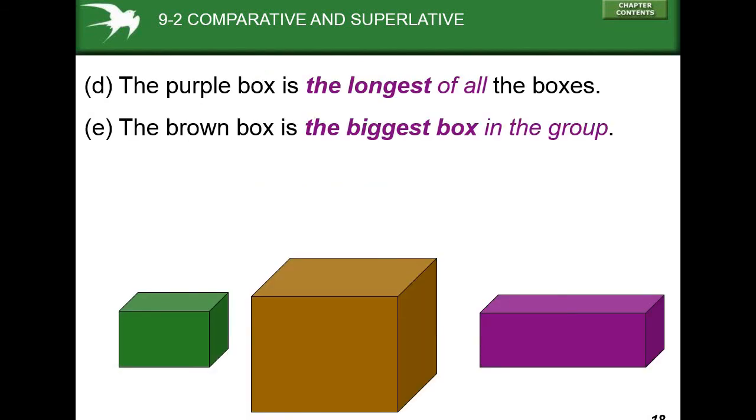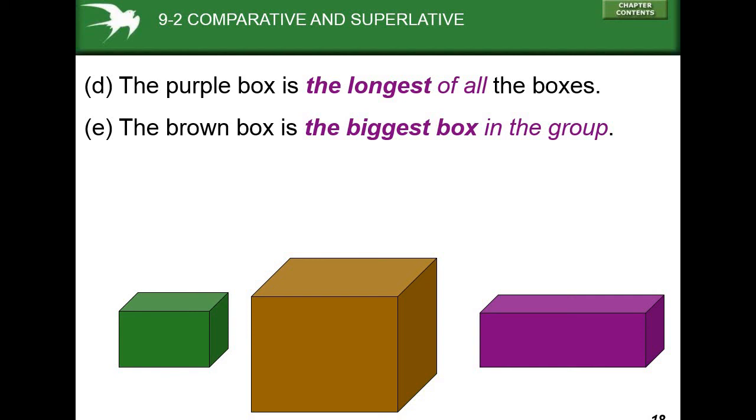Remember, and there is no "er" form also. The purple box is the longest of all the boxes. The longest. Which type of degree is it? Superlative. Very good. We call it the superlative degree.